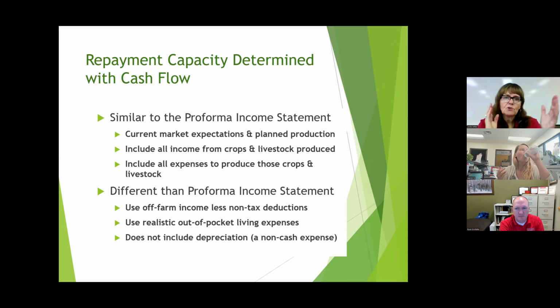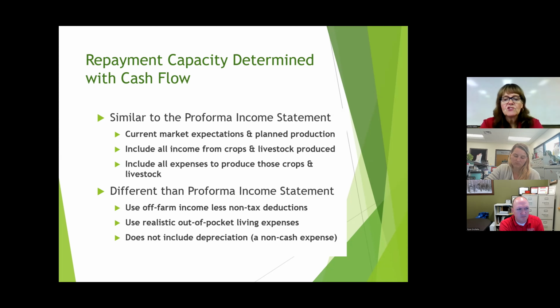Some of the similarities are we use the same yield expectations, we use the same marketing prices, we do include all the expenses for producing crops and livestock. But unlike the income statement, when I'm doing a cash flow, I take into account any off-farm income. I also take into account living expenses for that family and income taxes that they've got to pay. And I do not include depreciation. Again, it's a non-cash expense. It's not something that you really take out of your pocket every year or have to put in a separate account to fund replacement. It's an economic cost, but it's not a cash cost.